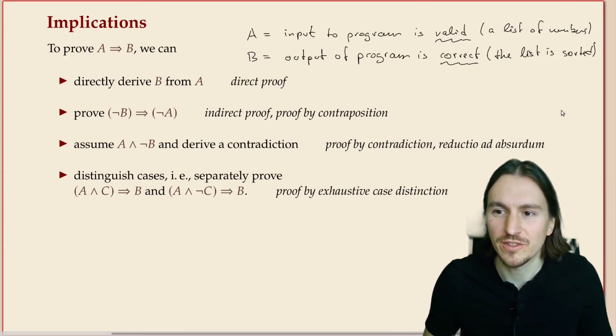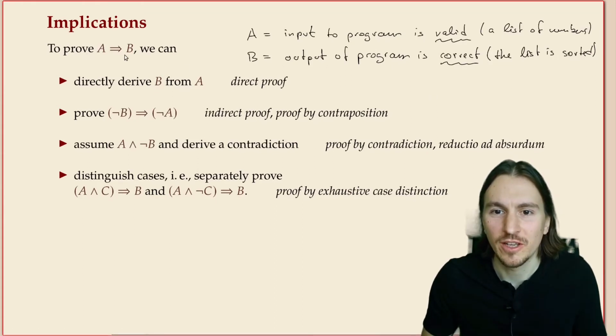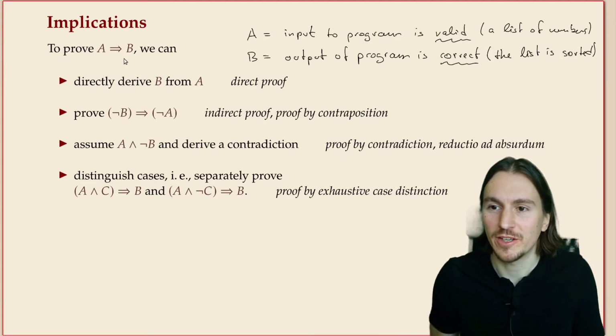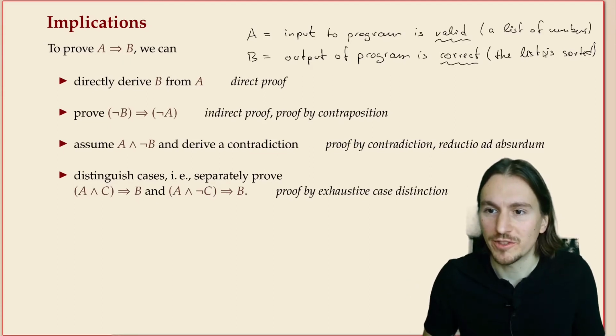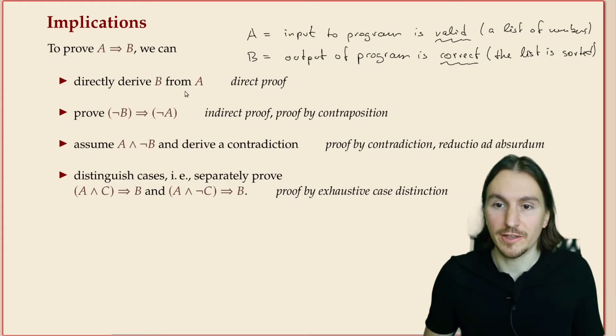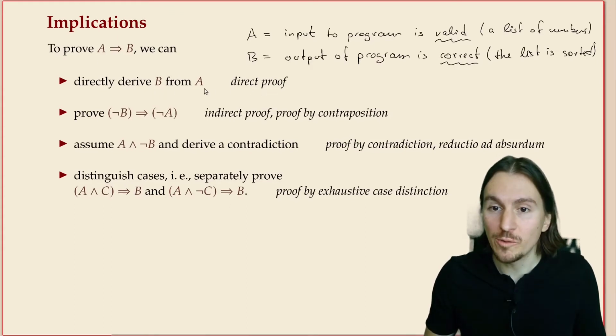So that's one instance. Now you might have this situation. You want to make this statement about your program: if the input is a valid list of numbers, then the output is correctly sorted. You would like to prove this. Then you have different strategies how you could do this. You can do a direct proof. You assume that A holds, and you show that then also B holds. That's the obvious way to prove this, but there are other alternatives.